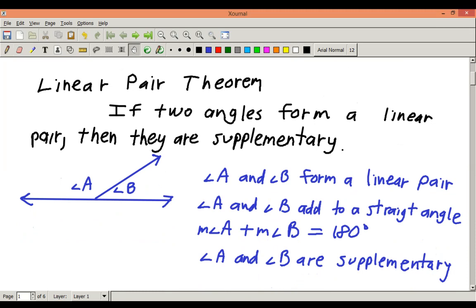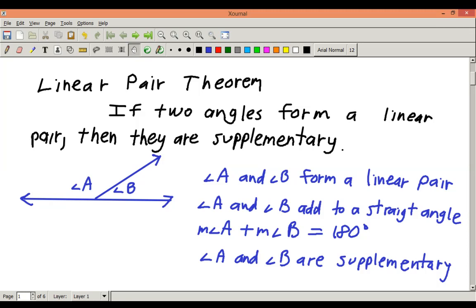So theorems are presented in if-then form. So they're presented as a conditional statement, which we just spent a lot of time looking at. So here you go. Here's your first theorem, which is presented as a conditional statement. If two angles form a linear pair, then they are supplementary.